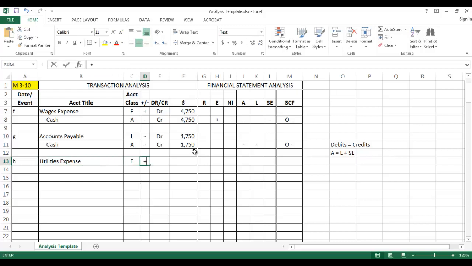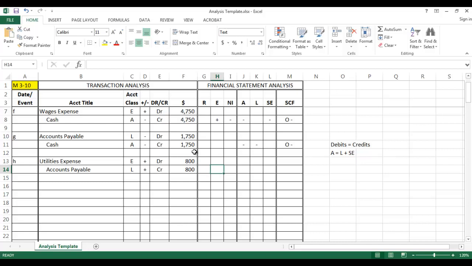It's an expense account increased with a debit for $800. I'm not paying it now though, so I don't want to credit cash. Instead, I want to credit accounts payable and indicate that I in fact owe the utility company payment in the future. So I need to increase my liability account here with a credit. Again, $800 is the amount.